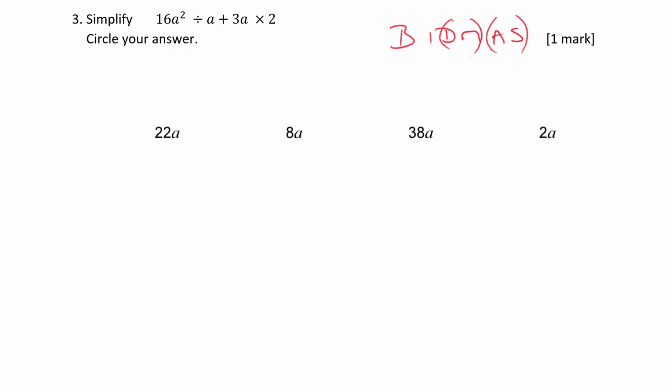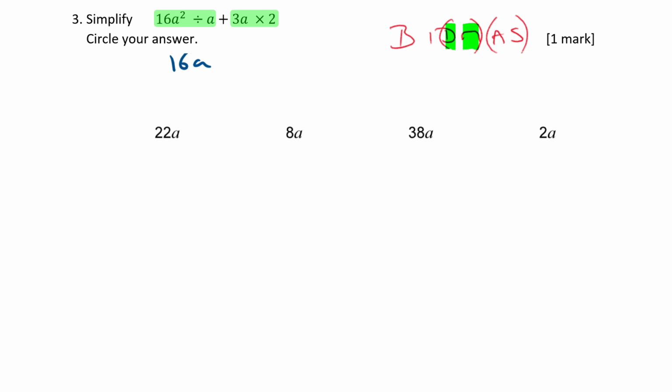So I've got a division here, look, 16a squared divided by a, and I've also got a multiplication here. Now, although D comes before M in BIDMAS, they actually have the same weighting, so we do them together. I just work through from left to right if there's more than one. So 16a squared divided by a. Well, a squared divided by a is just a. So that a cancels into that square power, leaving you with 16a.